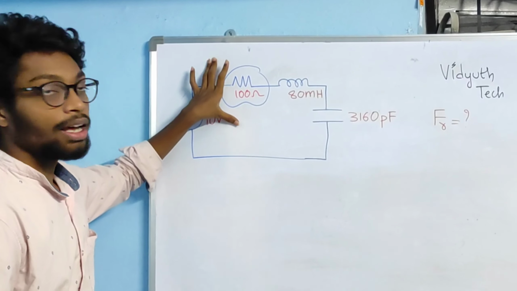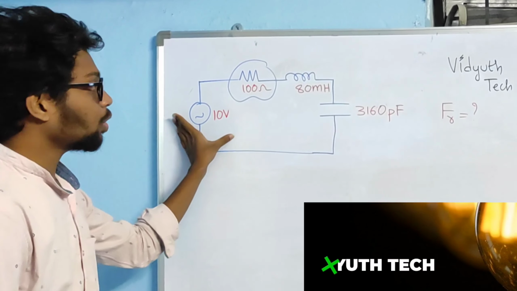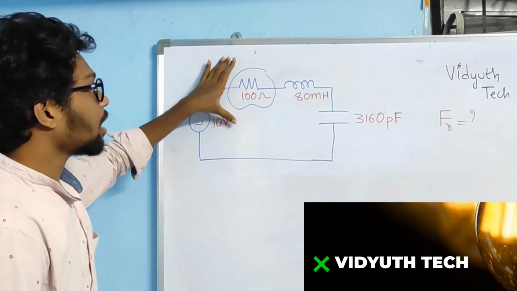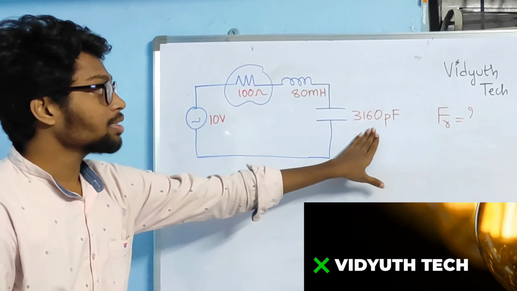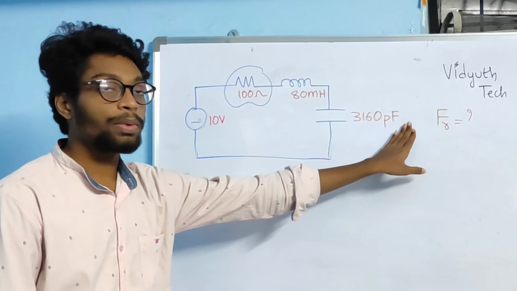Here they have given an RLC series circuit with a supply voltage of 10 volts. R has a value of 100 ohms, L has a value of 80 millihenry, and C has a value of 3160 picofarad.